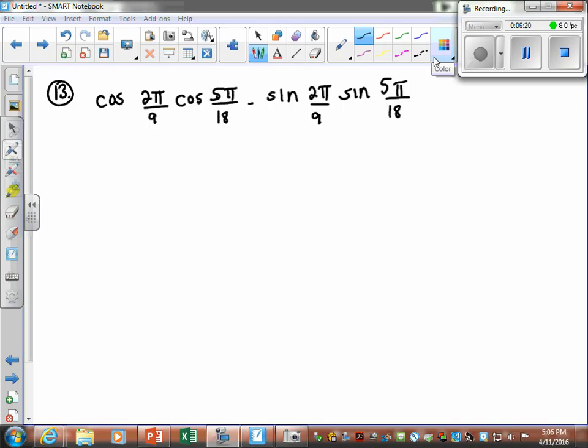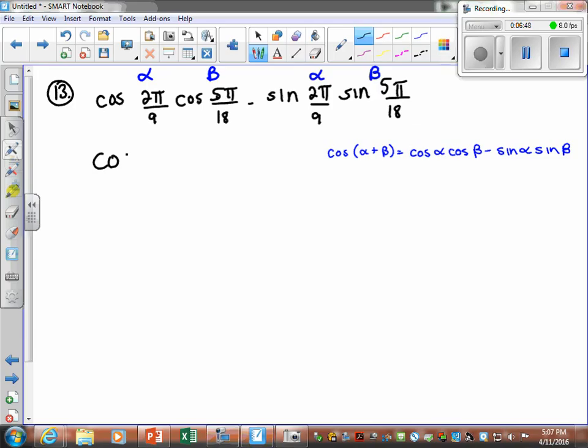Okay, number 13, we'll have cosine alpha cosine beta minus sine alpha sine beta. I labeled alpha and beta already, so while I'm labeling this and you write your problem down, go to your formulas and find the one that matches this problem. Okay, good job if you came up with the cosine of alpha plus beta. So then I come over here and I know I'm working with cosine of alpha plus beta, where alpha is 2 pi over 9 and beta is 5 pi over 18.